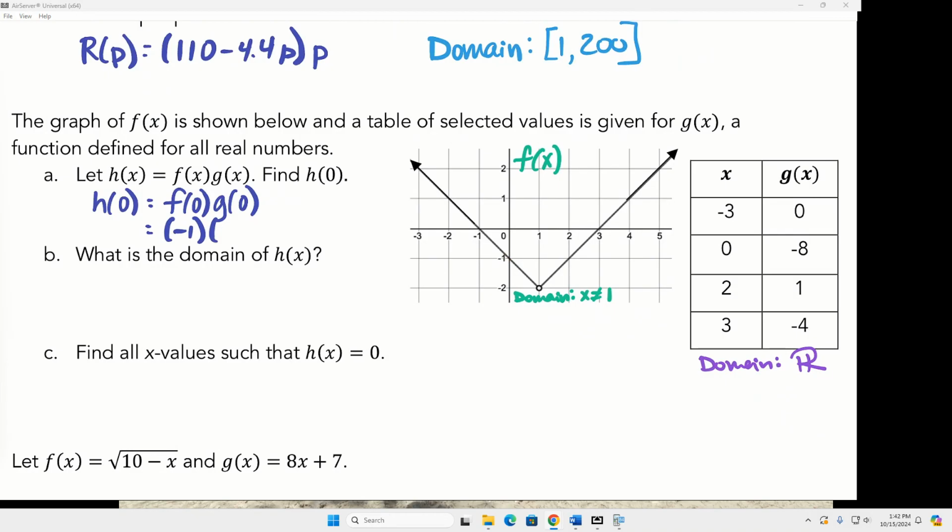What about g of 0? When x is 0, what's g? Negative 8, right? Okay, so then f of 0 times g of 0 is just going to be 8. We just multiply those together.